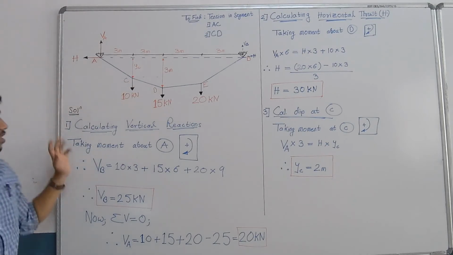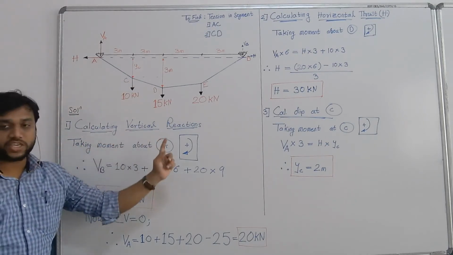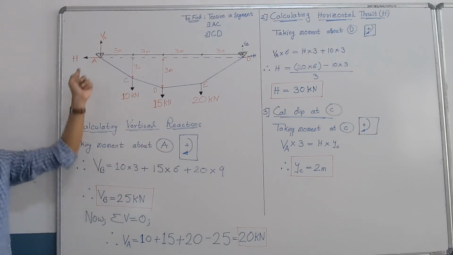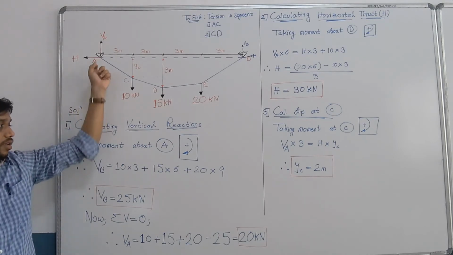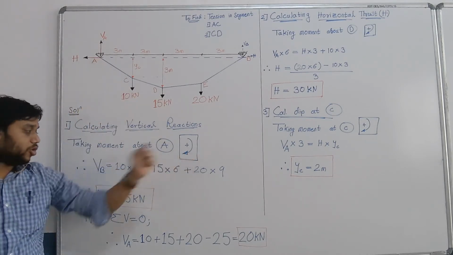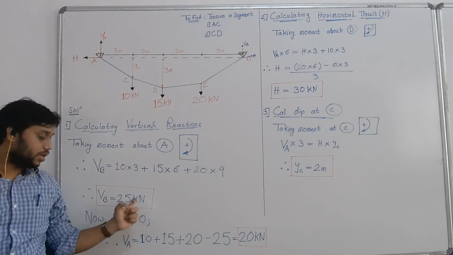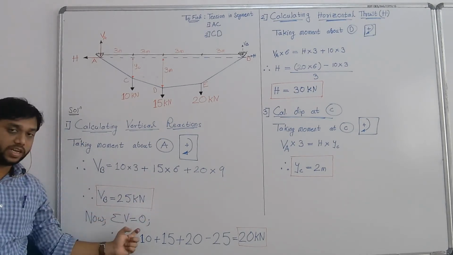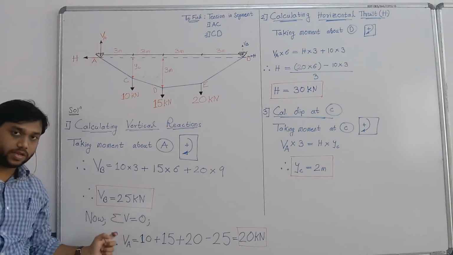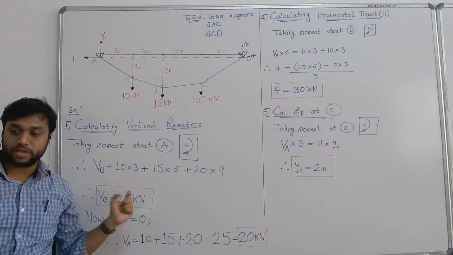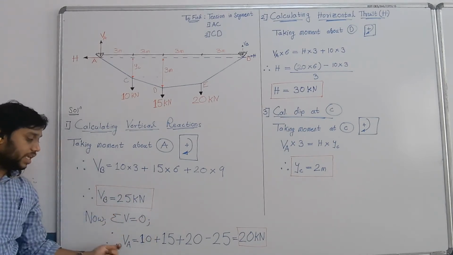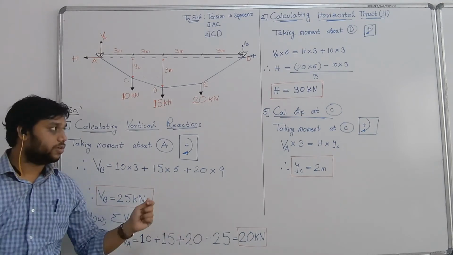So the first step is to calculate vertical reactions. For which we are going to take moment about point A, considering clockwise as positive. That gives us VB as 25 kilonewton. Then using summation of vertical forces, since the system is in equilibrium, summation of vertical forces is going to be 0. So VA turns out to be 20 kilonewton.